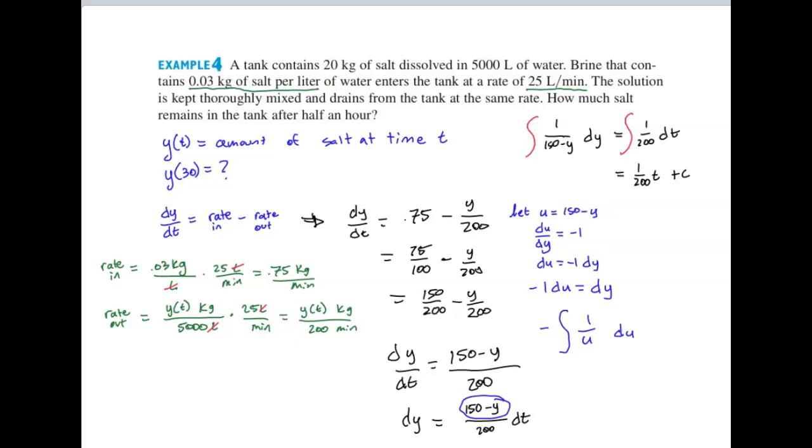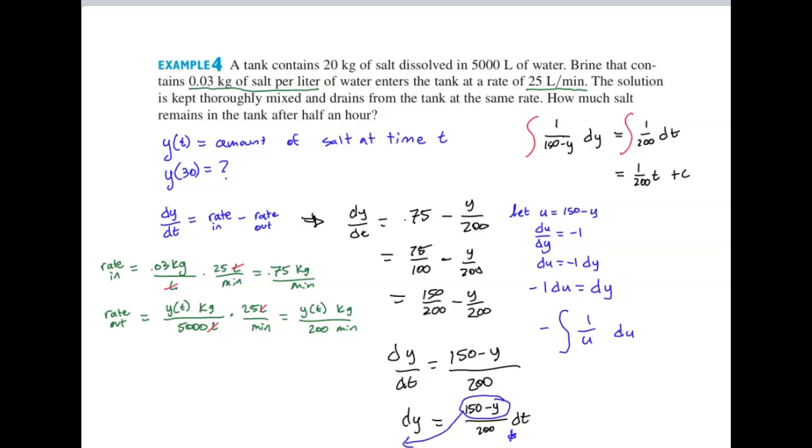Why I didn't multiply by 200 here? I could have done that, but then I still would have had to divide by 150 minus y, and I would have ended up with 200 over 150 minus y, and that would have been fine. You would end up with the same function. You would have still had to eventually divide that over.